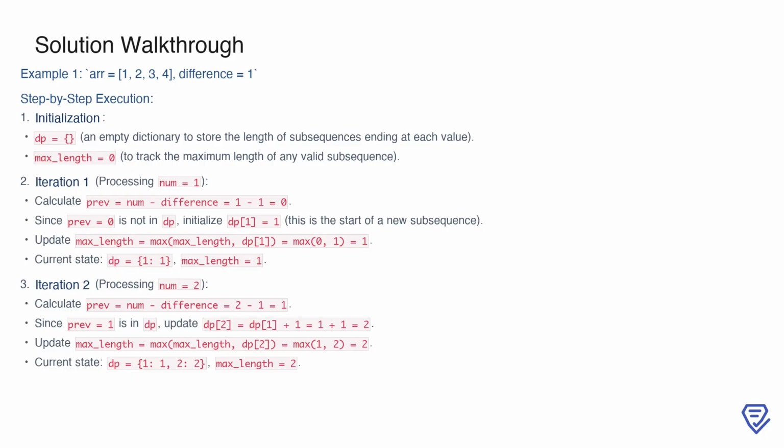Moving to the second number, 2, we calculate the previous number as 2 minus 1 equals 1. This time, 1 is in DP, so we extend the subsequence ending at 1 by adding 2, and set DP[2] to DP[1] plus 1, which is 2. Again, we update max_length, which becomes 2. At this point, our DP dictionary is {1: 1, 2: 2}, and max_length is 2.